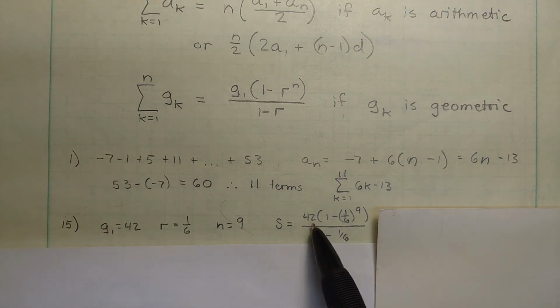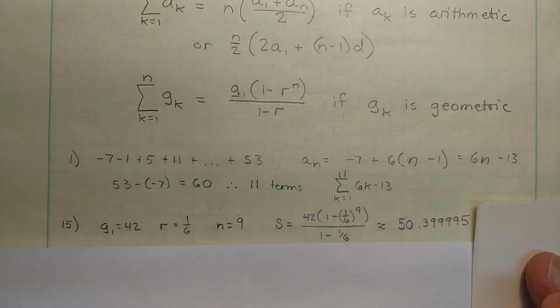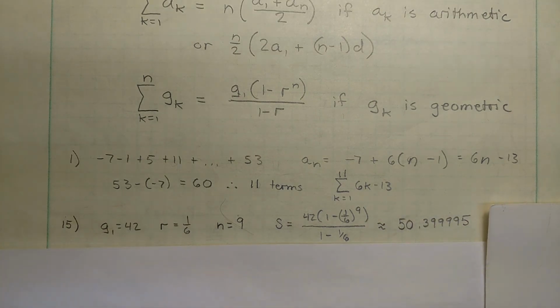And at this point, we're not going to expect you to do this without a calculator. So go ahead, plug into your calculator, and you get 50.399995. You're going to have to go out a few decimal places to indicate the accuracy, because these things are really approaching particular values here.